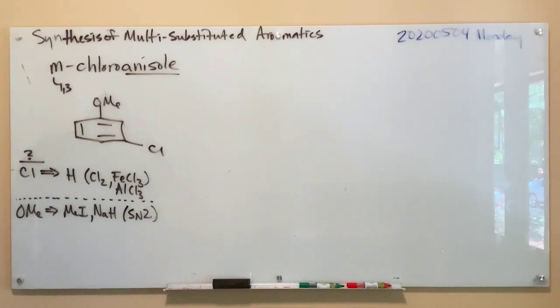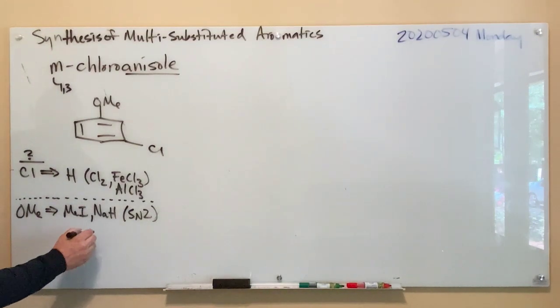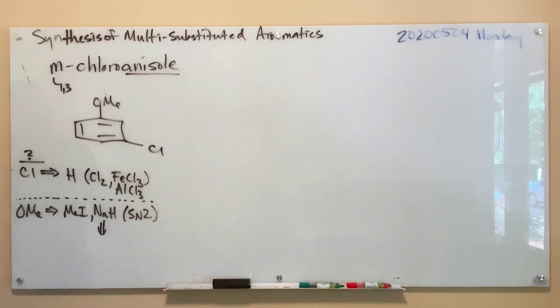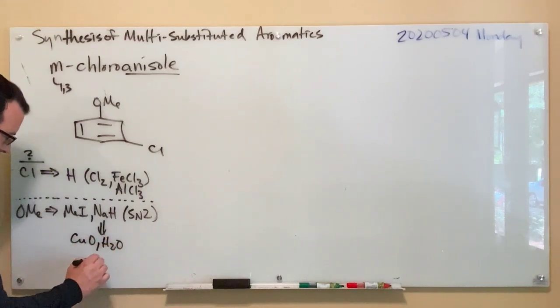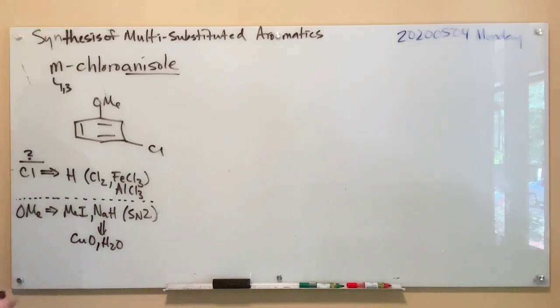So that's going to convert the OH to OMe. So how do we get the OH onto the ring? That's going to come from treating the diazonium with copper oxide and water. So we can say at this stage we're going to OH.